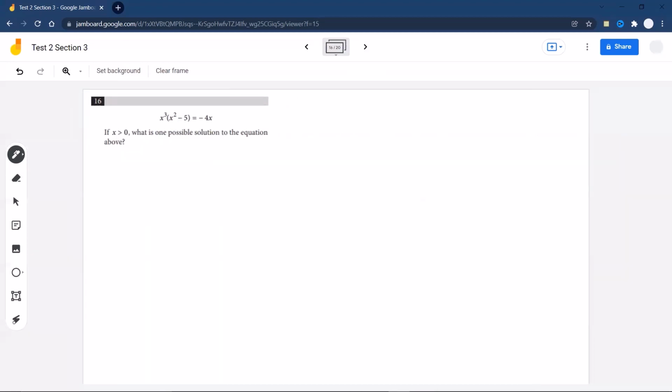All right, let's take a look at these free response questions. Question 16. It says, if x is greater than 0, find one solution to this equation above. So how would we go about doing that? Well, the first thing we can do is expand this part out. We'll get x to the 5th, because we're distributing this in here, minus 5x cubed plus 4x is equal to 0. Since we have an x common, we can factor out an x.